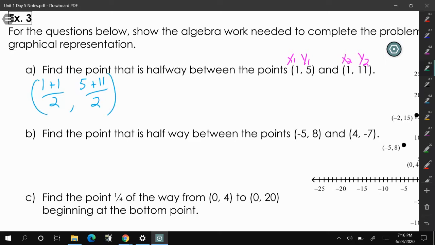So 1 plus 1 is 2. 2 over 2 is 1. 5 plus 11 is 16. 16 over 2 is 8. So that is our midpoint.